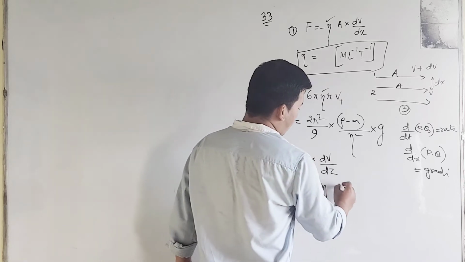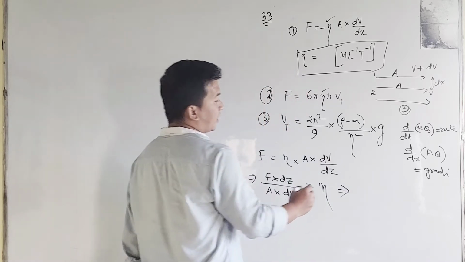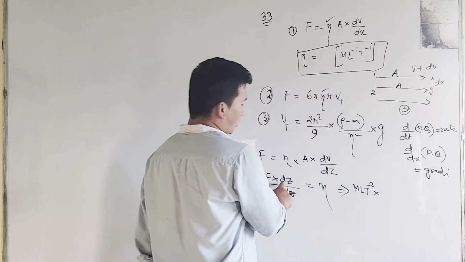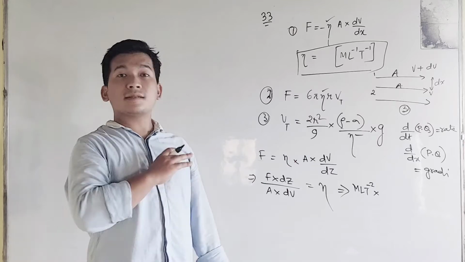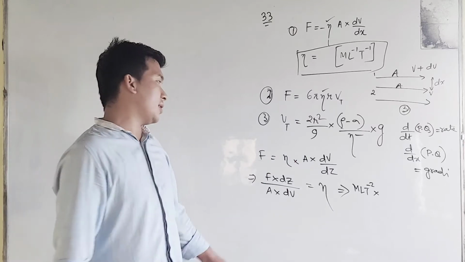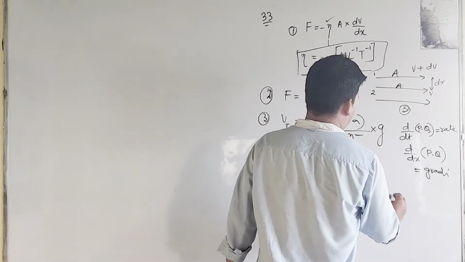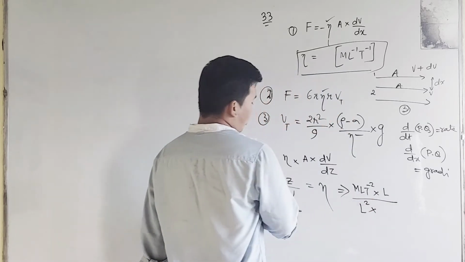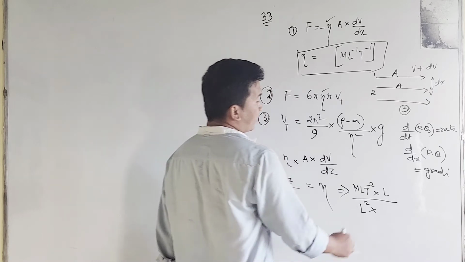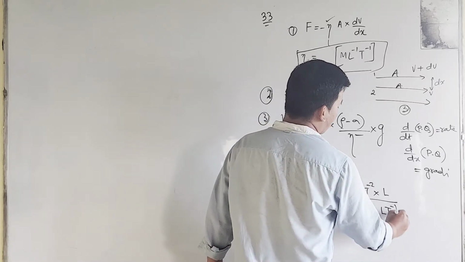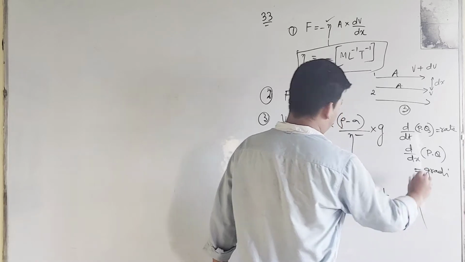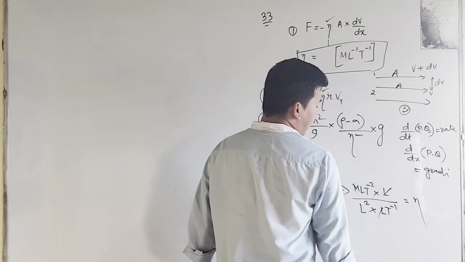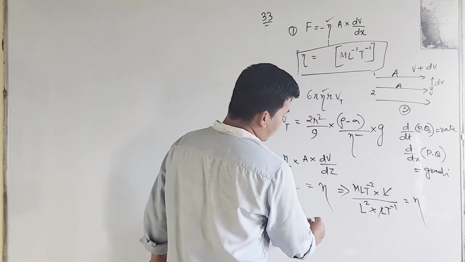Let us put the dimensional formula for force: M L T inverse 2, into dz. Z means distance, so it is length L. Area is length square, and the change in velocity will be L T inverse 1. Here we can cancel out the L, so L cancels out totally.